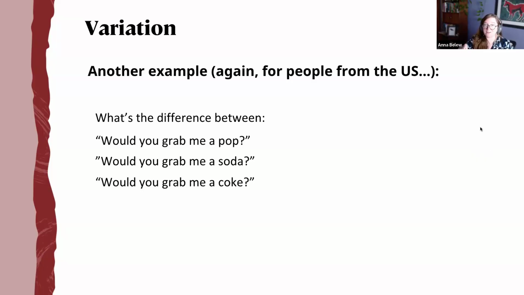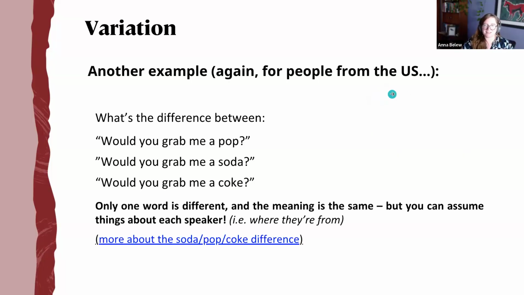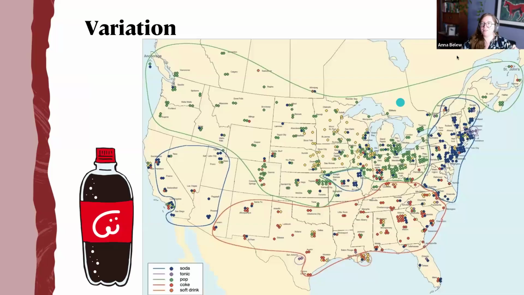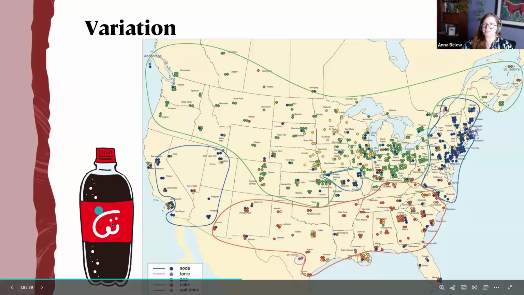All right, you guys are honing in on the critical point that this has something to do with geography. This has something to do with where these people are from. Yeah, so for those of you thinking that this is something to do with where people are, bingo. So this is about where people are from. So when you hear each of these as a person in the US, you're like, aha, you must be from blah.